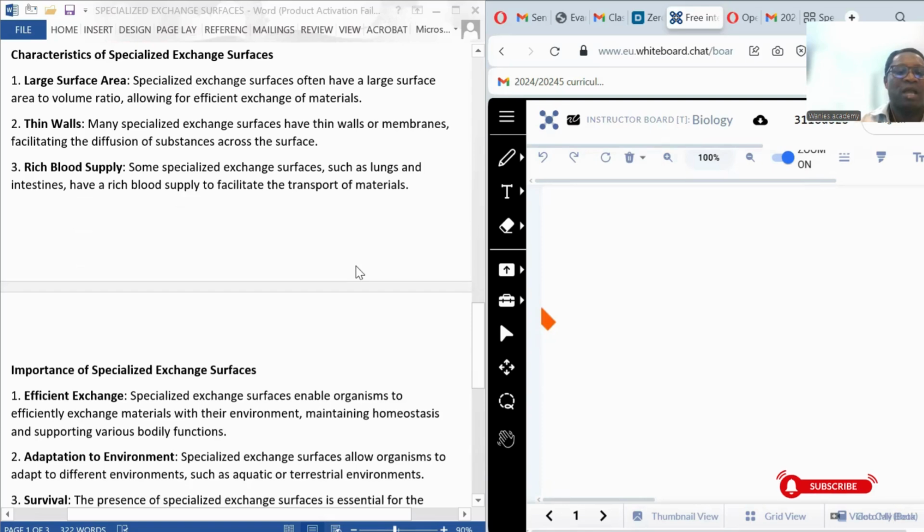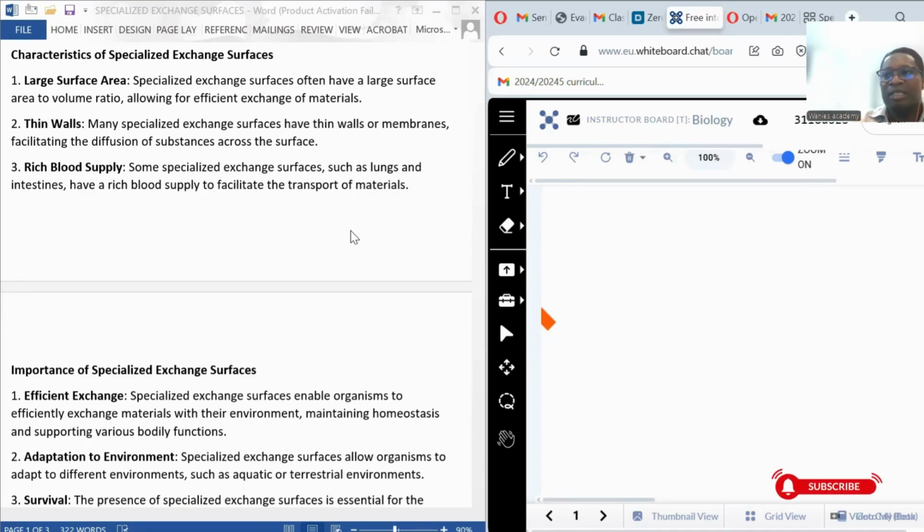Three, rich blood supply in the body of vertebrates. The blood supply also allows for the exchange of materials. Take, for example, when one breathes in oxygen through the nose, the oxygen is taken into the lungs, and from the alveoli, which lie on the surface of the lung, the oxygen is transported by the blood around the body cells for gaseous exchange and for the production of heat and energy.